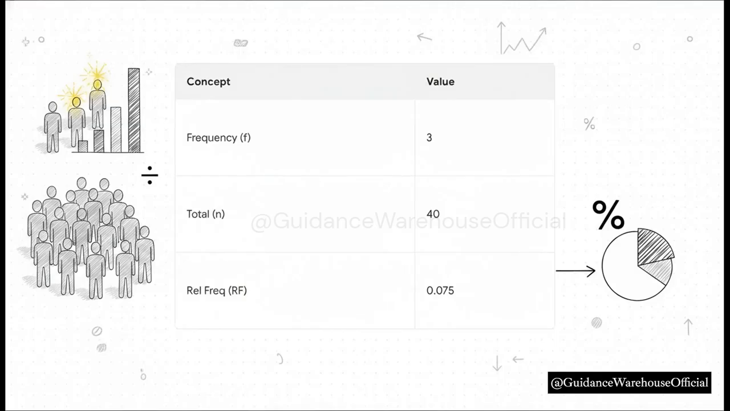Let's make this easier with a real-life example. Imagine you're teaching an English class with exactly 40 students. That 40 is your total N. Now, let's say 3 of those students absolutely crush it and score a top grade of 90 to 100%. Your frequency, F, is 3. You divide 3 by 40 and you get 0.075. So your relative frequency bucket for those top scores sits at exactly 7.5%.